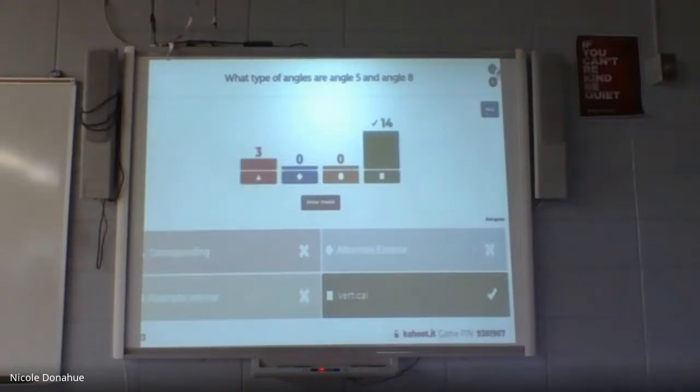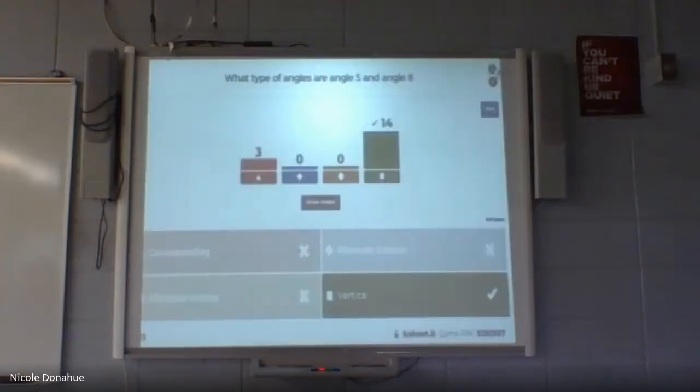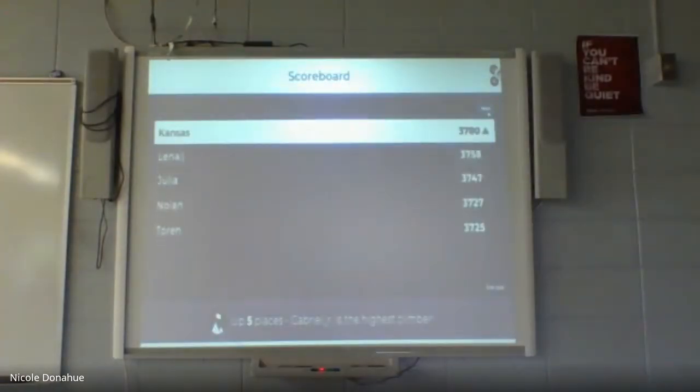All right, so that one got sneaky in there. Vertical angles, remember, are completely across from each other. I know that wasn't a vocab word we used today, but it's one we've been using. Like this next one's not a math question.